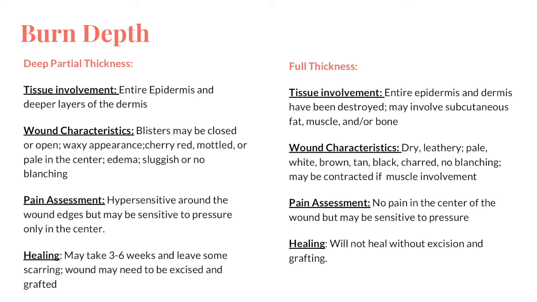For full thickness burns, the tissue involvement includes the entire epidermis and dermis that may have been destroyed. It may involve subcutaneous fat, muscle, and or bone. The wound itself is going to be dry, leathery, pale, white, brown, tan, black, or charred. There's going to be no blanching, and it may be contracted if muscle is involved. For pain assessment, there's going to be no pain in the center of the wound, but it may be sensitive to pressure. It will not heal without grafting.